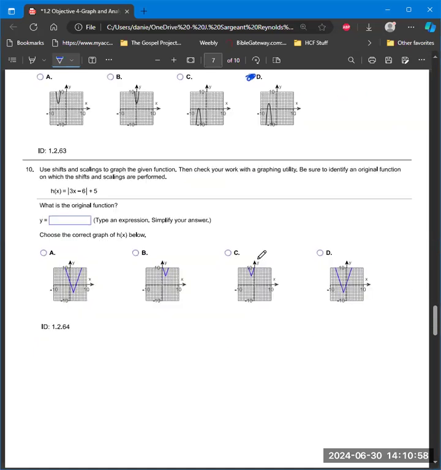And then this one, it's the same thing if I factor this 3 out as this, which is just easier to see that the vertex is going to be at 2, 5, and it's going to open up, and it's going to be stretched by a factor of 3. Stretched with a factor of 3 is B. It's based off of the absolute value of x.